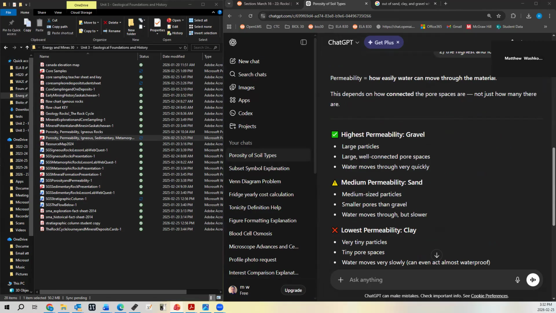Now, in this case, the gravel's number one, the sand's number two, and the clay is number three, right? Because these are very tiny pores. So clay by itself is almost waterproof, in a sense. If you've ever dug a really deep hole, you've probably hit clay, at least where you are in central Saskatchewan. Water doesn't go well through it.